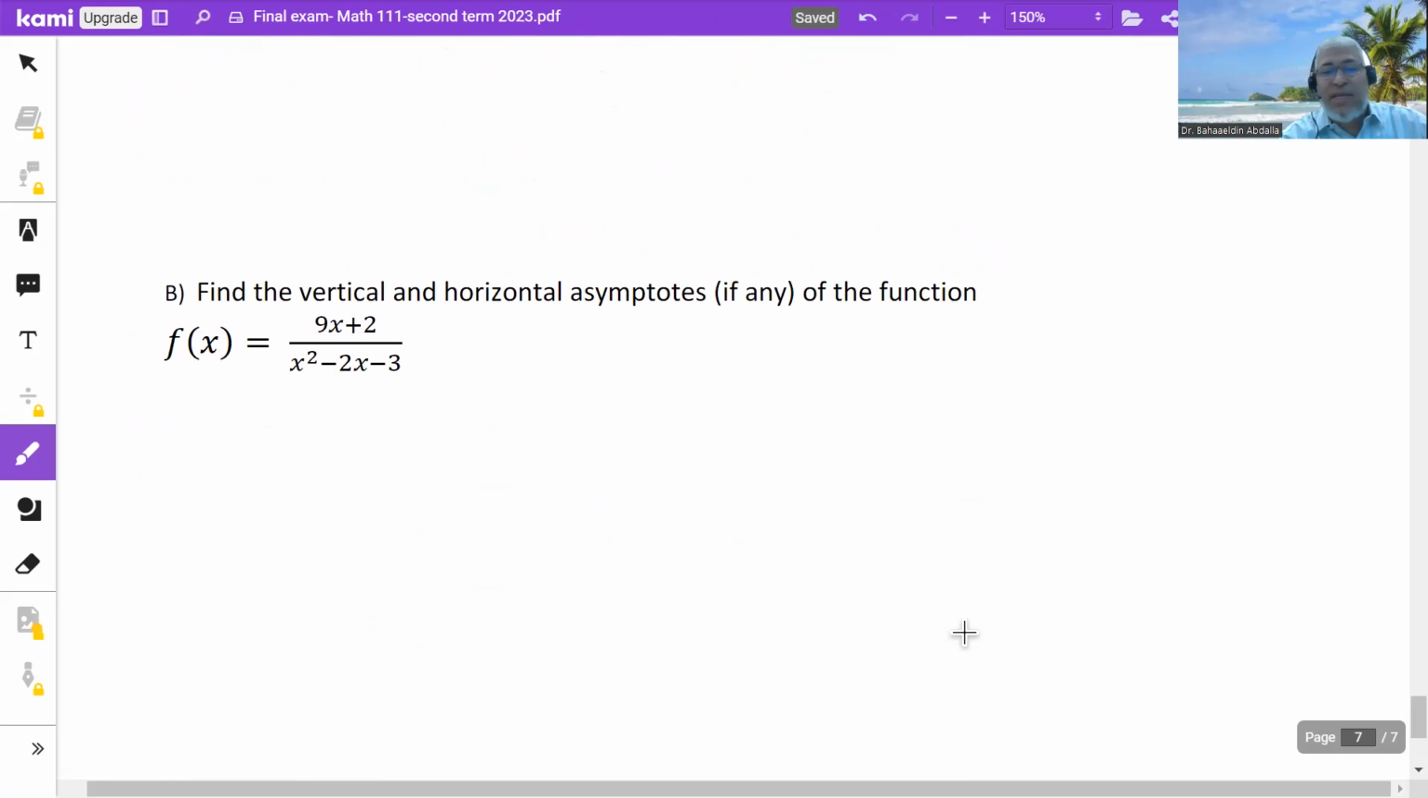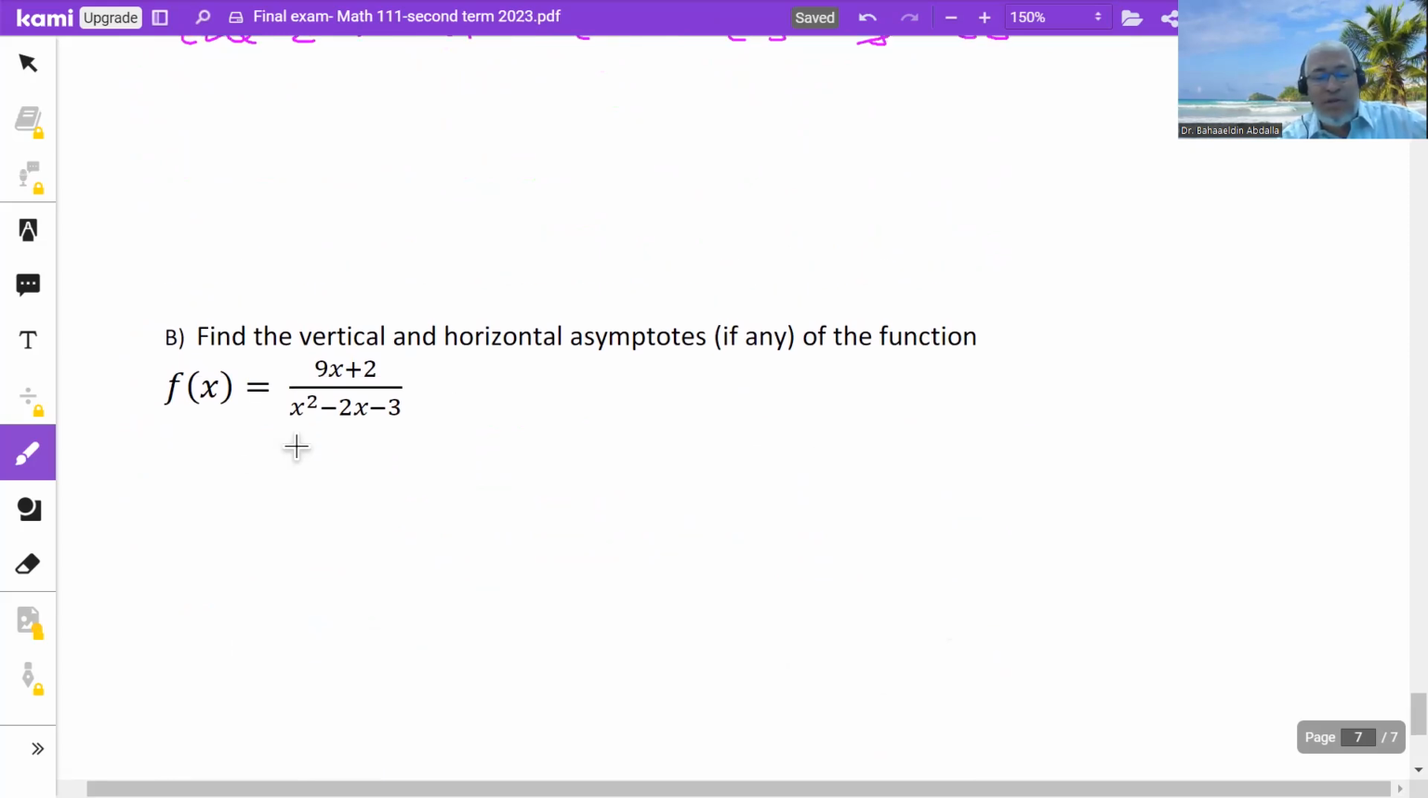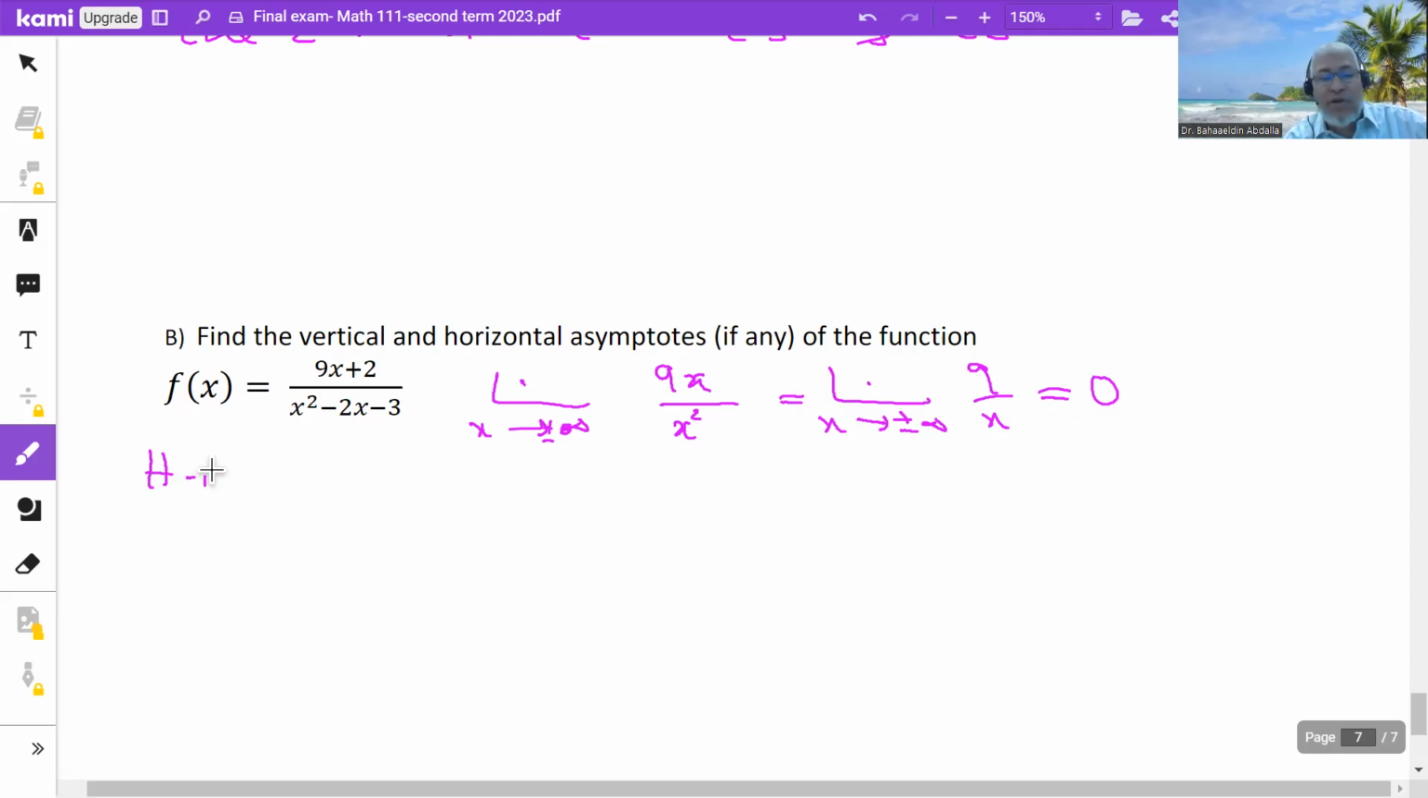Find the vertical and horizontal asymptotes, if any, of this function. Well, to find the horizontal asymptote, I find the limit when x approaches positive or negative infinity. We take the highest power up, 9x, and the highest power down, x squared. So we can cancel x with x, and I'll have 9 over x. 9 over infinity or negative infinity will give you 0. So the equation of the horizontal asymptote is y equals 0.